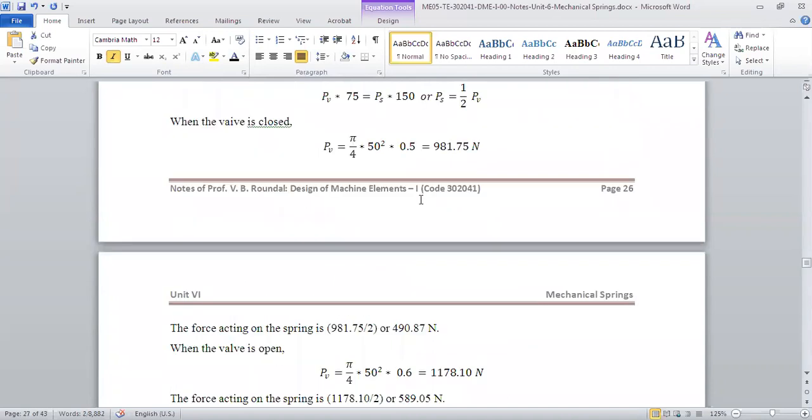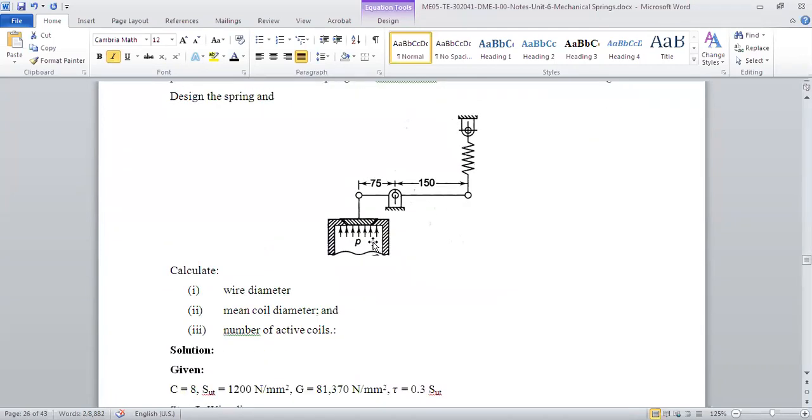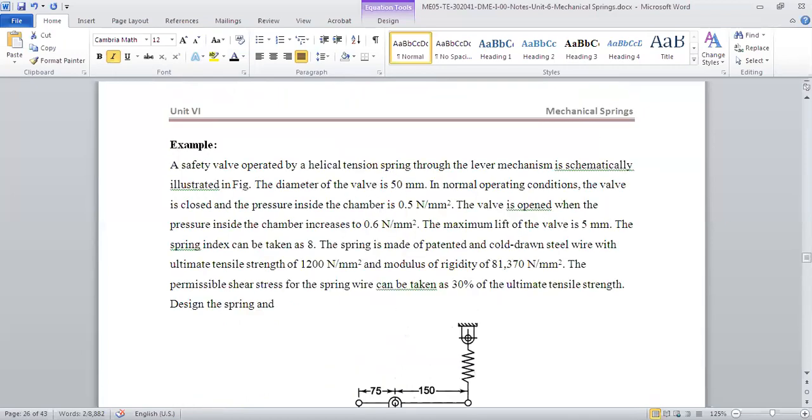So we know now the load in the spring, and we also know the deflection in the spring. So we can find out the stiffness required of the spring. Are you getting my point? Okay, I will again repeat. We know the initial load when the wall is closed.